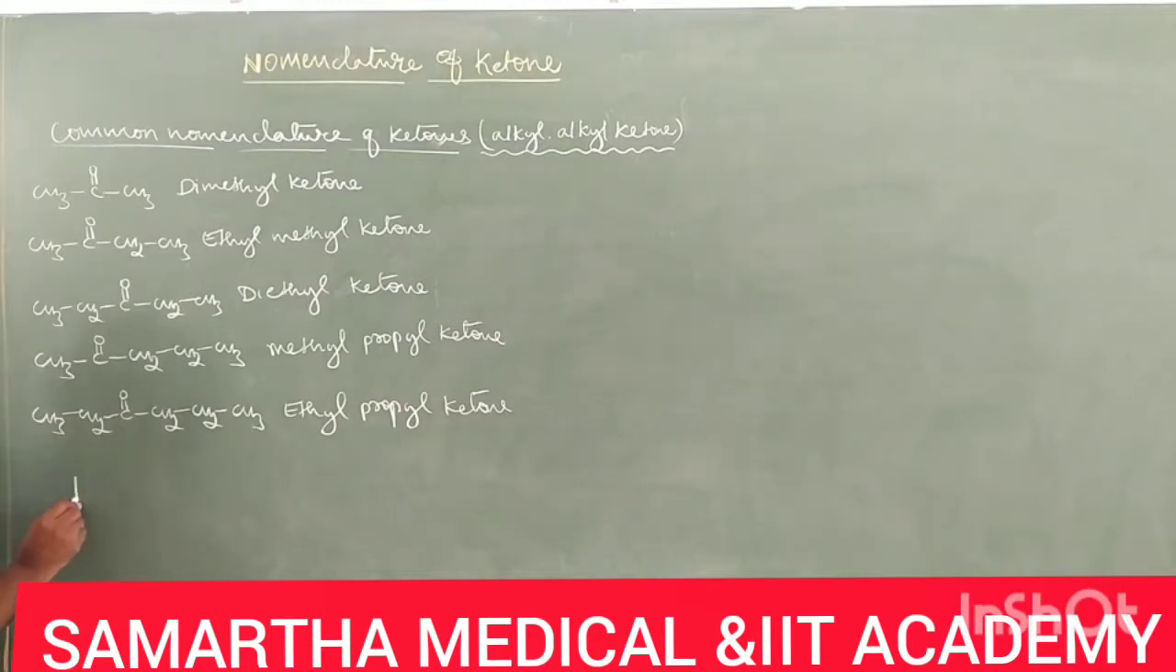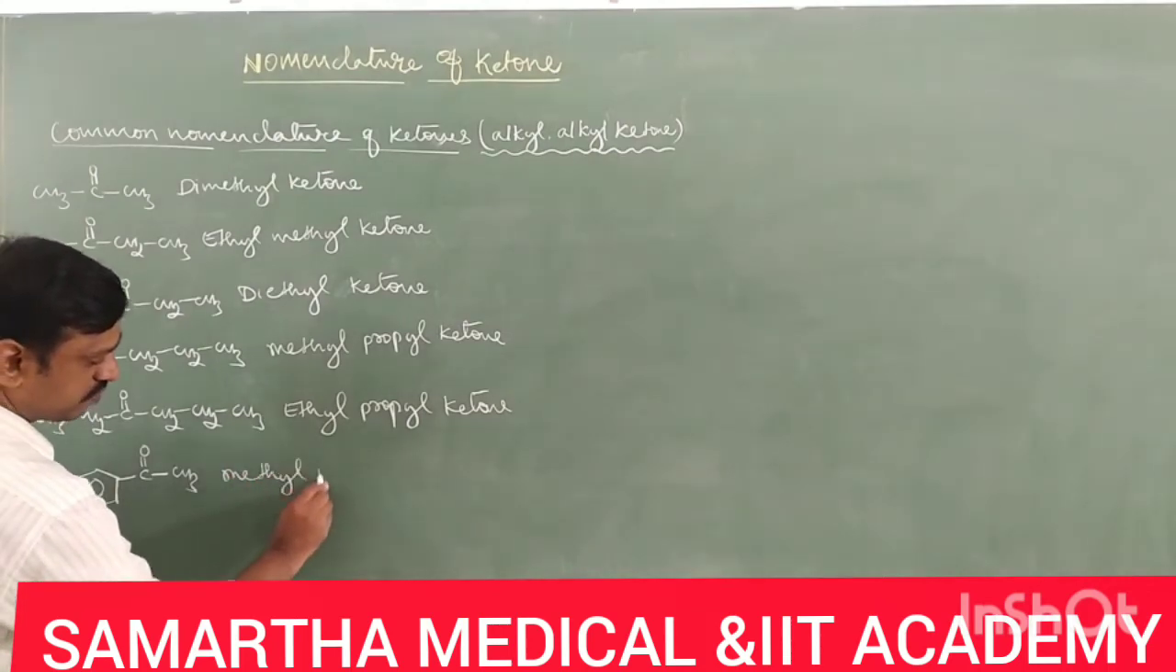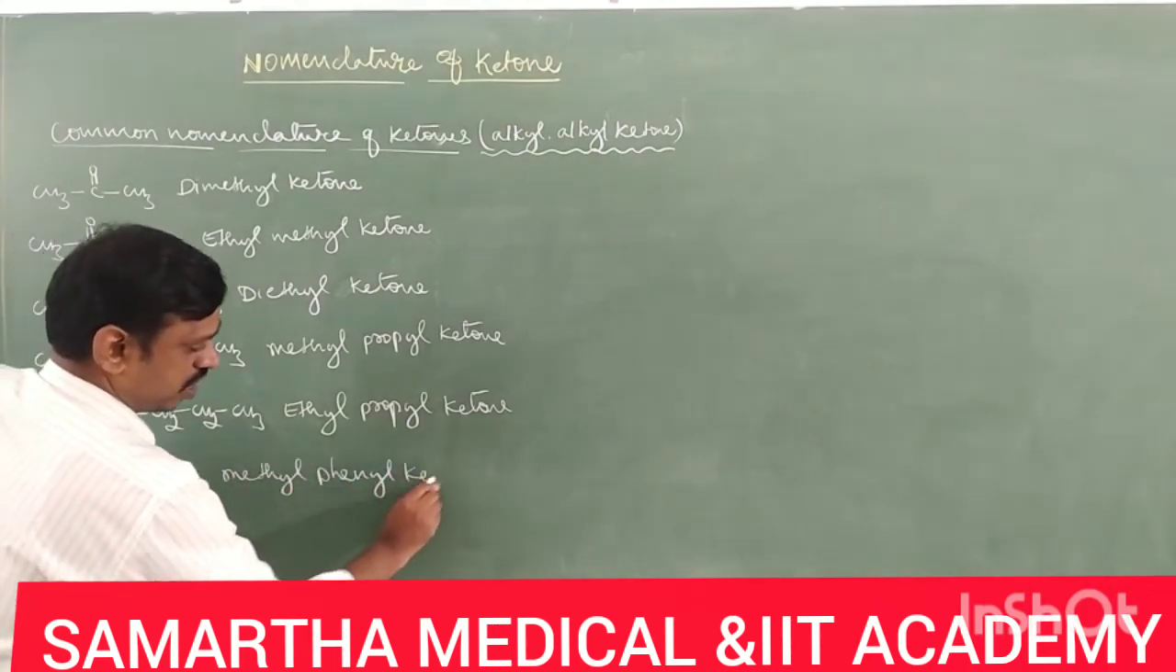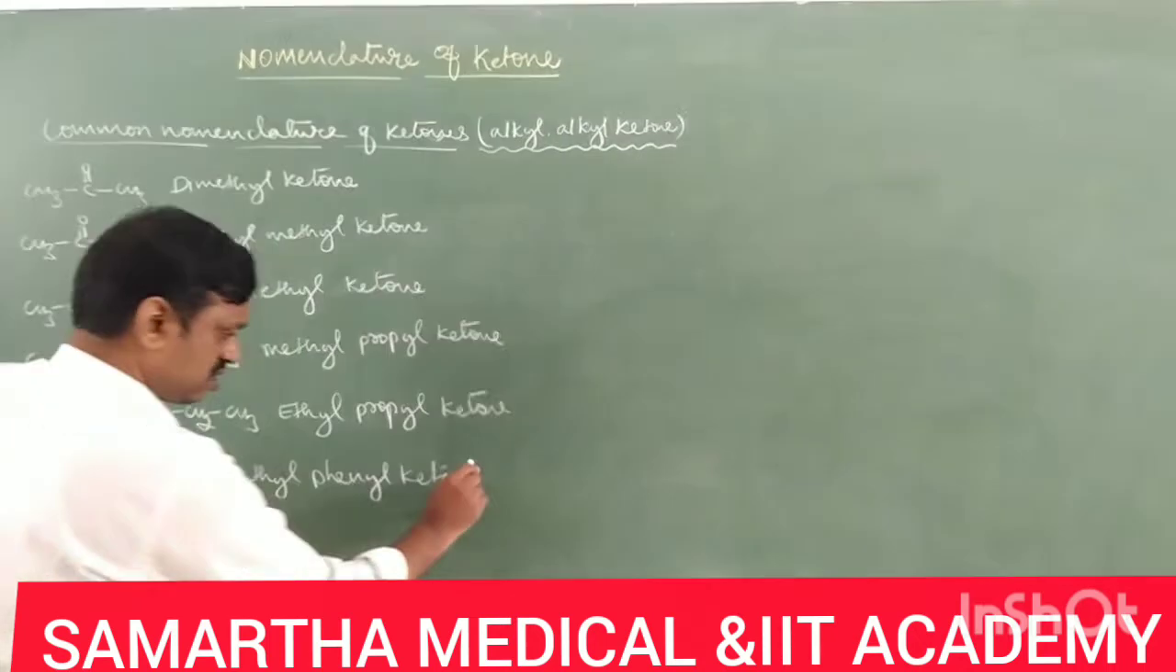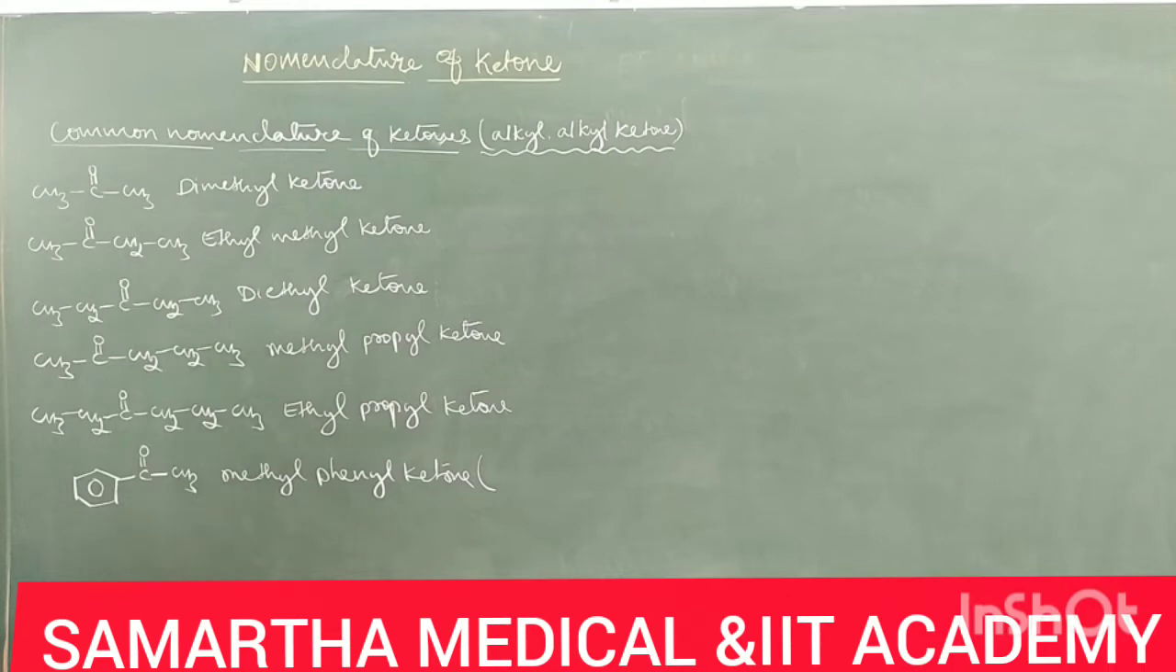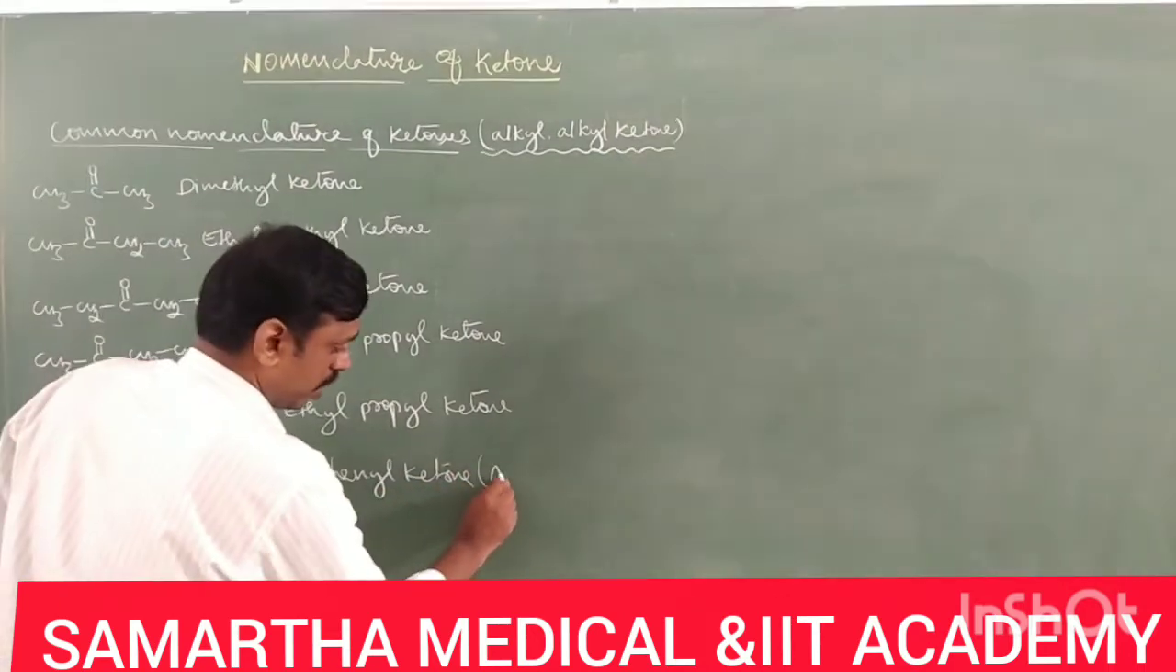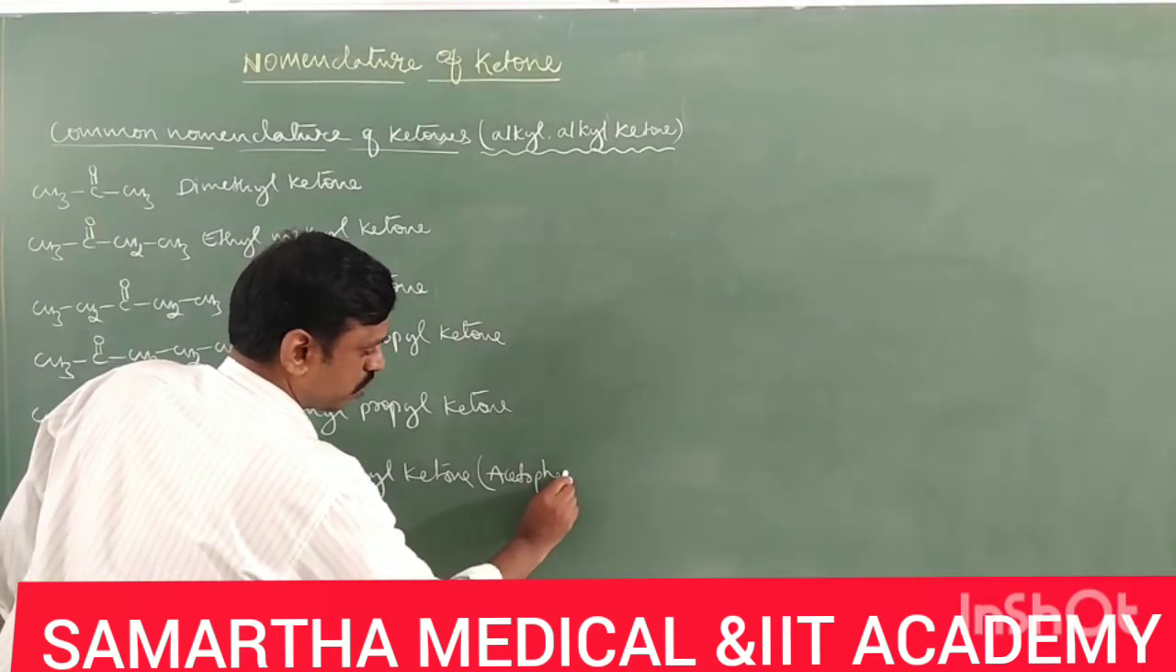Next, let us take aromatic ketones. If there is one benzene ring on one side and methyl on the other, this group is called phenyl. Phenyl starts with P, methyl starts with M, so M comes first, then P in alphabetical order. So it is methyl phenyl ketone. But its commercial name, and the most commonly used name, is acetophenone. Important, it is acetophenone.